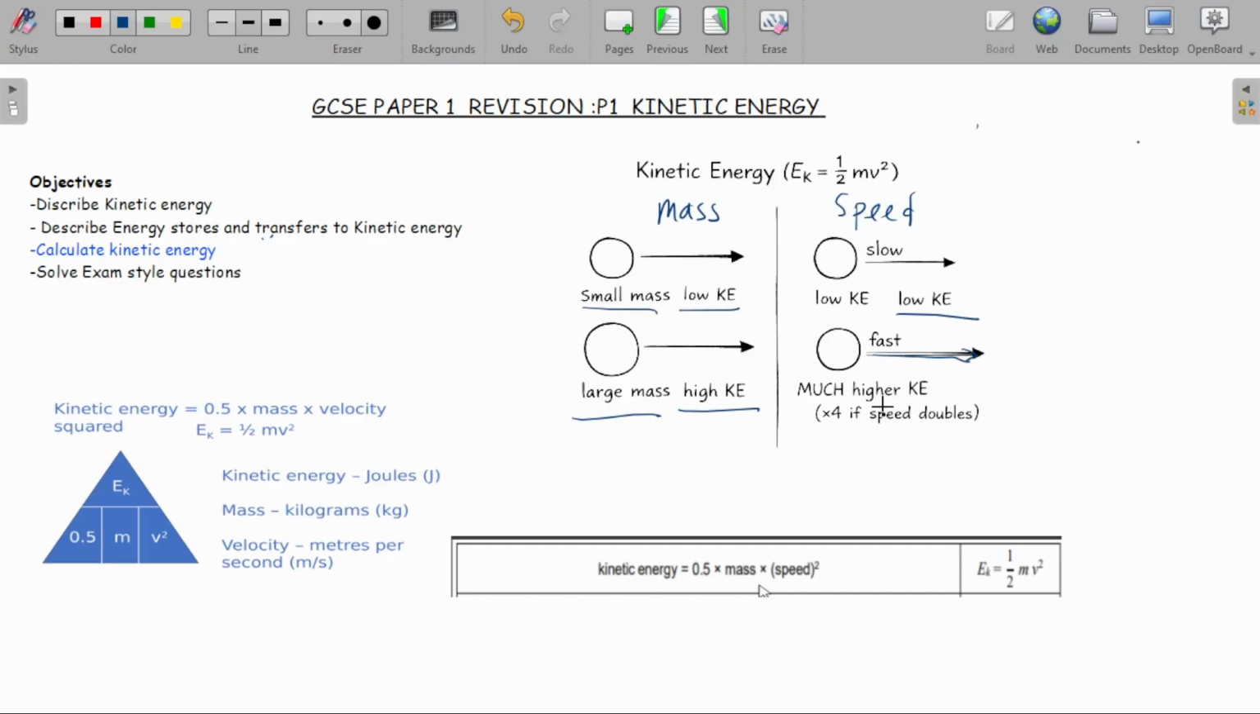The equation that links kinetic energy, mass, and speed is half mv squared, where m is the mass in kilograms, v is the speed in meters per second. This equation is provided for you in the exam, so you do not need to memorize it. But it's important you know how to make a triangle from this equation. To do that, the kinetic energy goes to the top of the triangle, like so, while the 0.5, mass and the speed go to the bottom of the triangle. This makes it possible for you to rearrange the equation when needed.